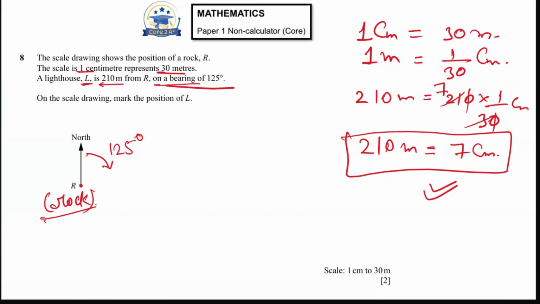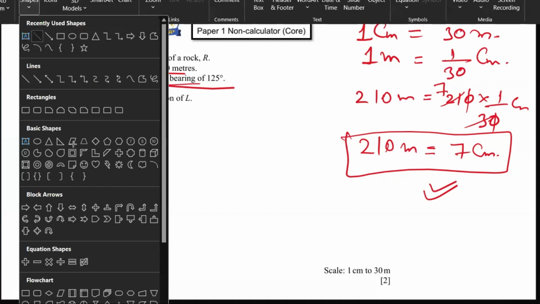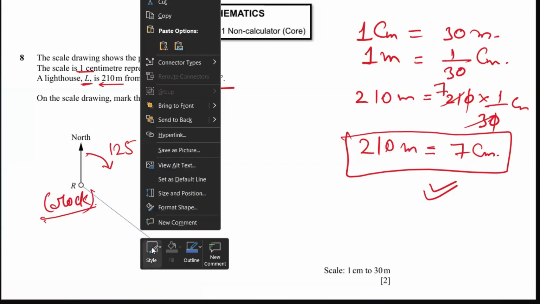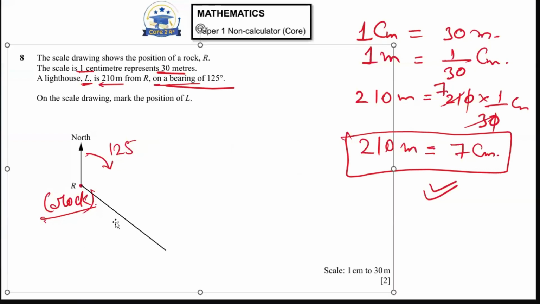Let me show you how we can draw it. I am drawing approximately, I am not using the scale, but understand this.